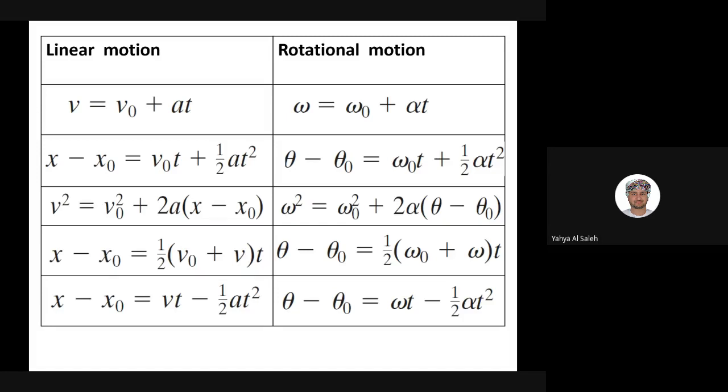Whatever equation we have for linear motion, we can use it for rotational just by changing the variables. Okay, but the whole equation needs to be changed. So you cannot use omega naught with A. If you use omega naught, it has to be alpha. If we use A, you have to use V naught, and so on and so forth. You cannot mix and match.